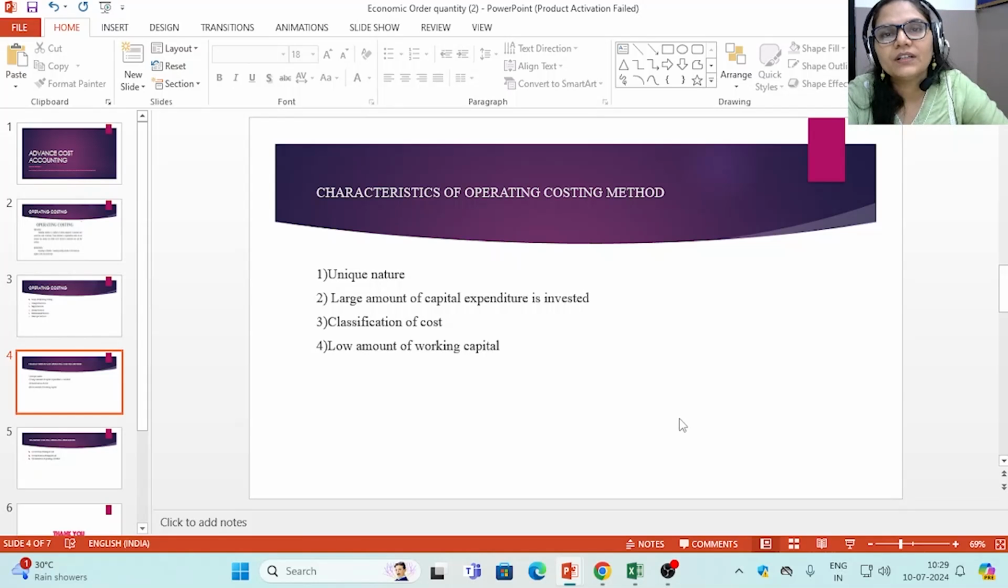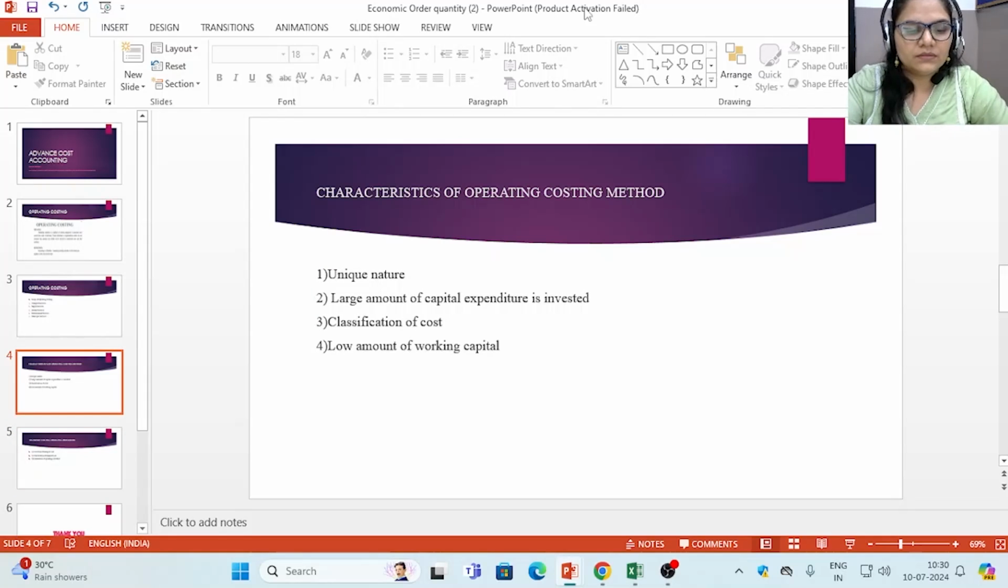As we talk about the manufacturing firm, we know that a large amount of working capital is a basic requirement. When we are manufacturing any sort of product, we usually have a certain operating cycle, and in that operating cycle the working capital cycle holds a lot of importance. But in the case of the operating costing method, there is a very low requirement of working capital.